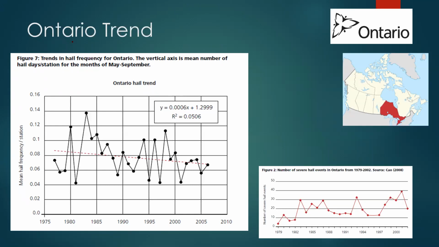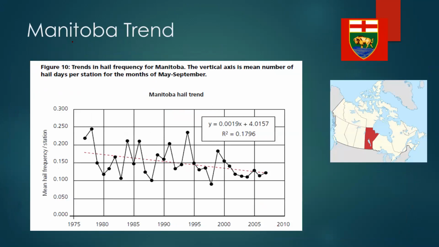If we move westward across the country, say we go to Manitoba, we see something similar to Ontario. There's a very slight negative trend. There's a lot of variability around it. It would be hard to call that statistically significant, but it does show that particular slightly negative trend in hail frequencies.